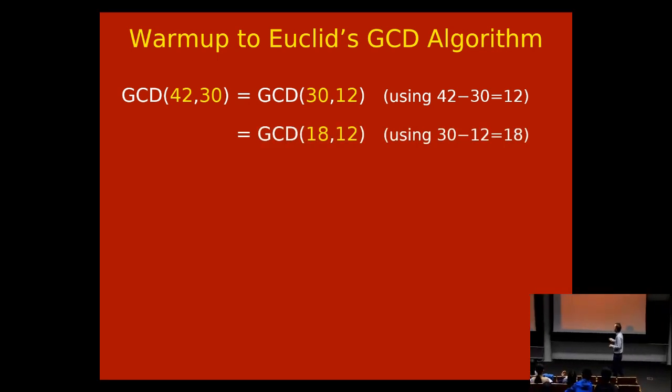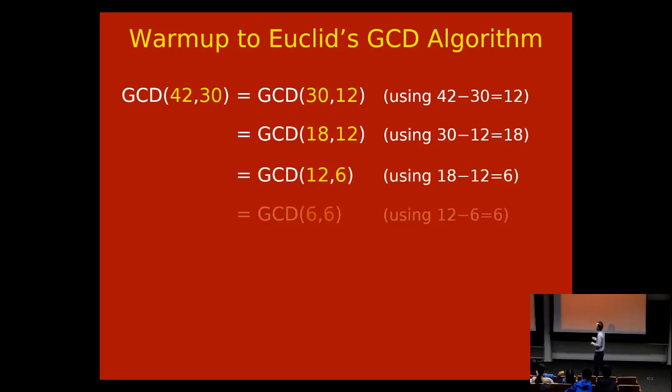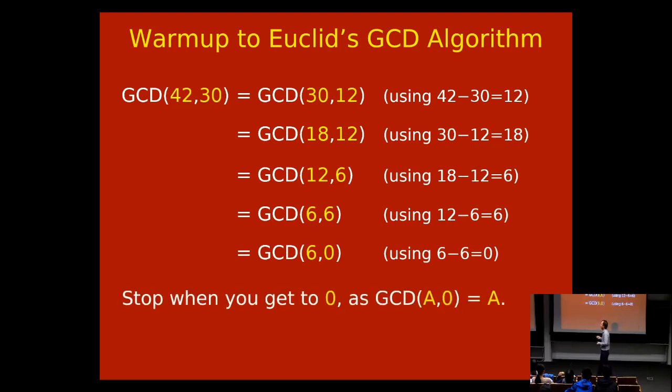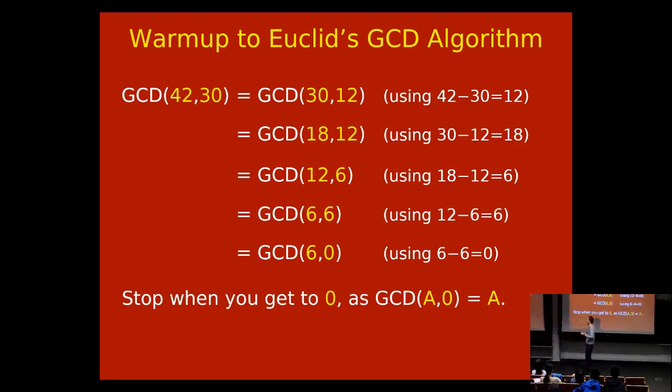OK, and then that's the same as the GCD of 18 and 12, because I can just subtract 12 from 30. That's the GCD of 12 and 6. And that's the same as the GCD of 6 and 6. It's the same as the GCD of 6 and 0. And now I'll stop, because if you have the GCD of a number and 0, it's definitely that number. The largest divisor of A is certainly A, and that will also always divide evenly into 0. So we've got our answer. Any questions about that? Okay, so that's good.